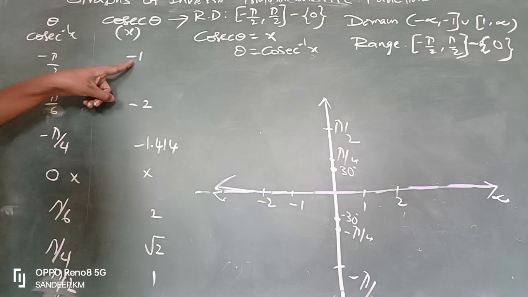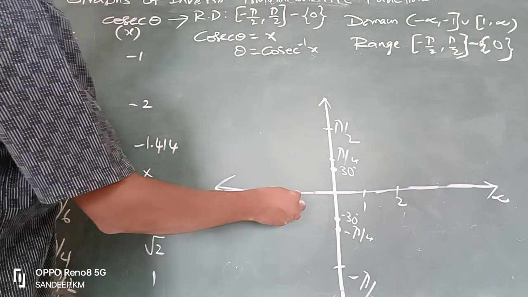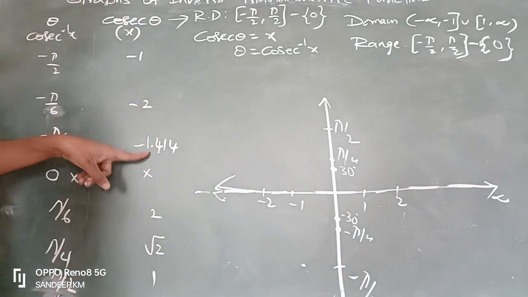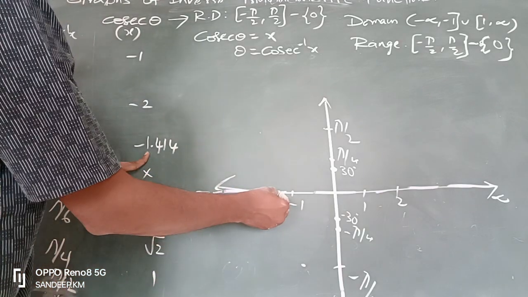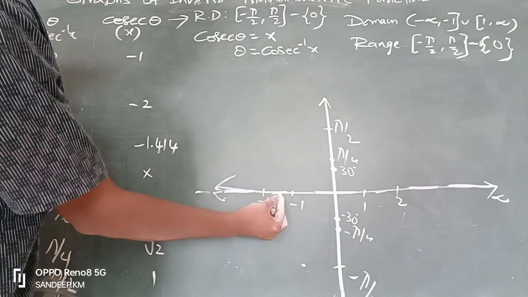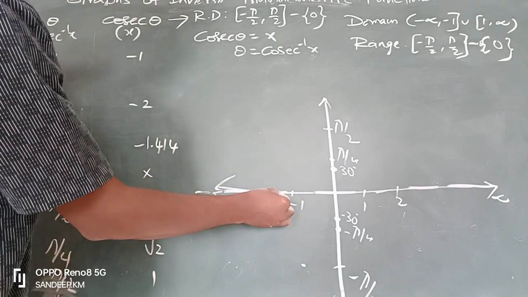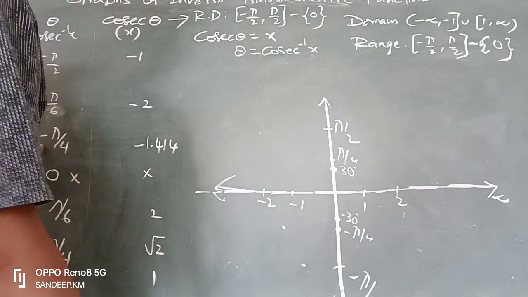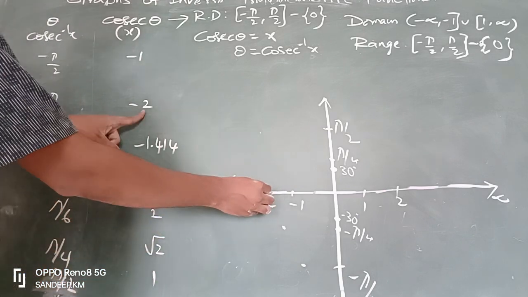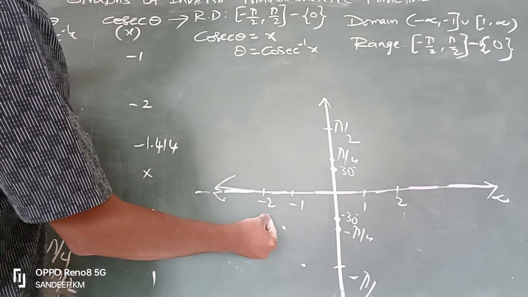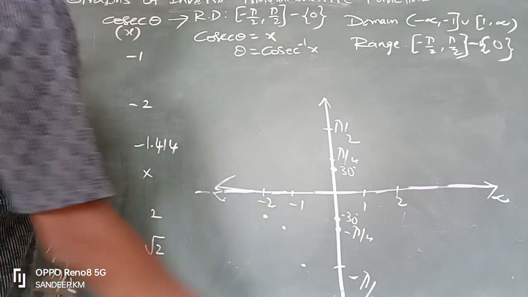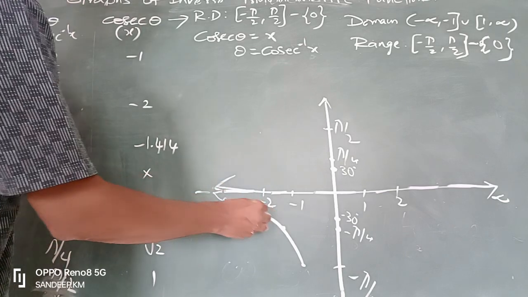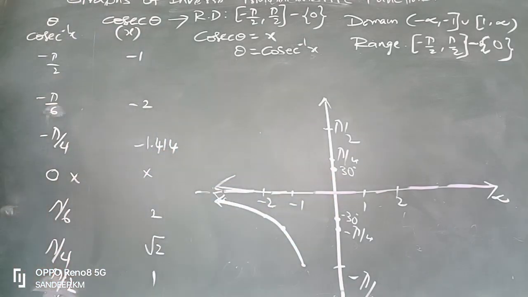So when input is minus 1, the output is minus pi by 2. Next, when input is minus 1.414, which is between minus 1 and minus 2, what is the output? The output is minus pi by 4. Next, when input is minus 2, the output is minus 30 degrees. Now, as input approaches minus infinity, the output approaches 0 degrees.